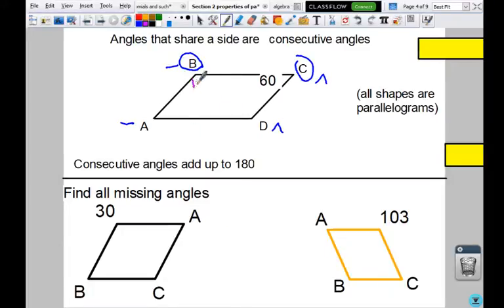So if this is 60, this is 120. And we can keep going. B and A are consecutive. If B is 120, A has to add up to 180, so it's 60. And then A and D are consecutive. If A is 60, D is 120.